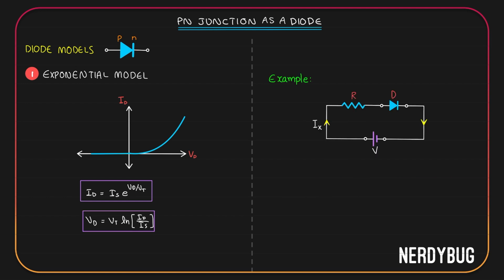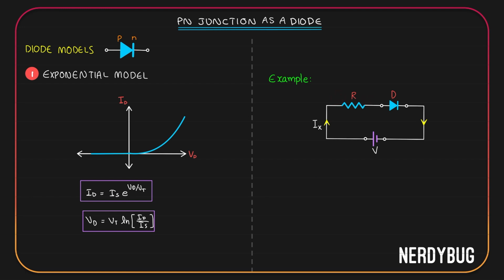Let us take an example. Here we have a circuit that has a diode in it. We are going to use the exponential model of diode. We also have a resistor of resistance R, and the current flowing through the circuit is Ix. Positive terminal is connected to this end of the resistance, so we'll have positive polarity here, negative polarity here.